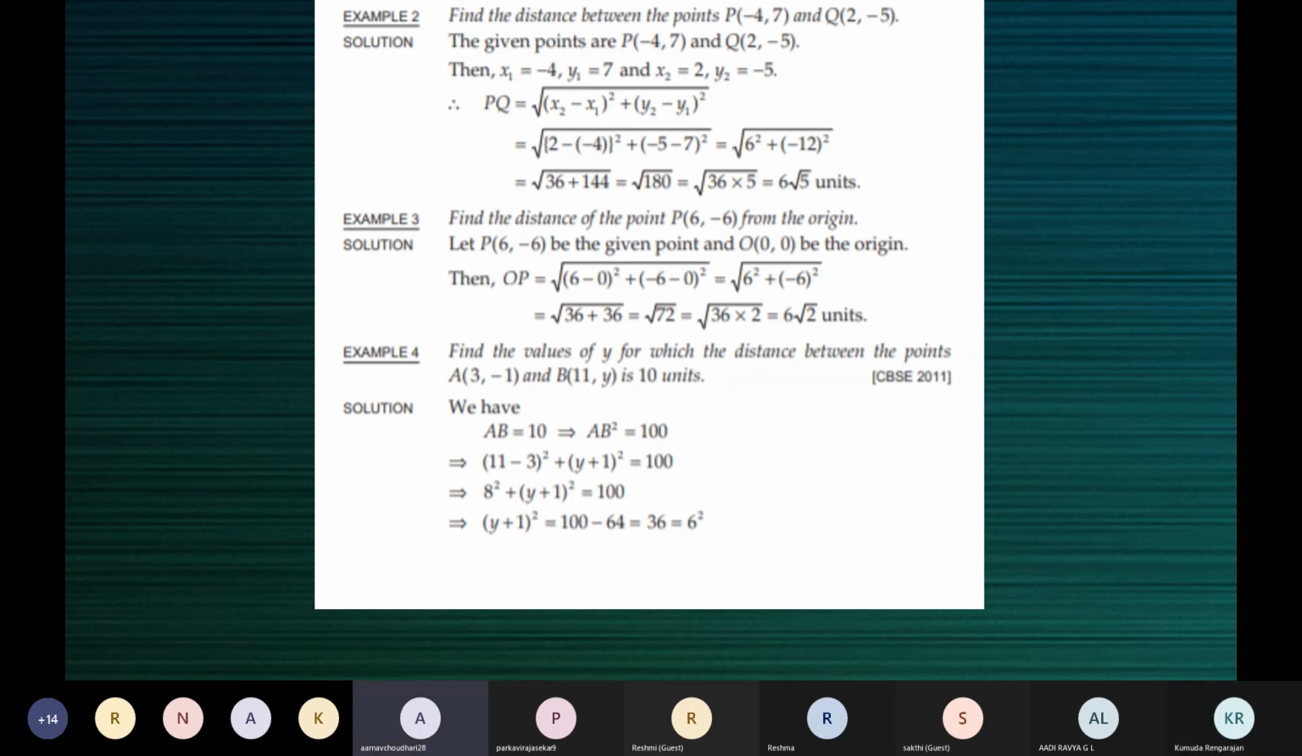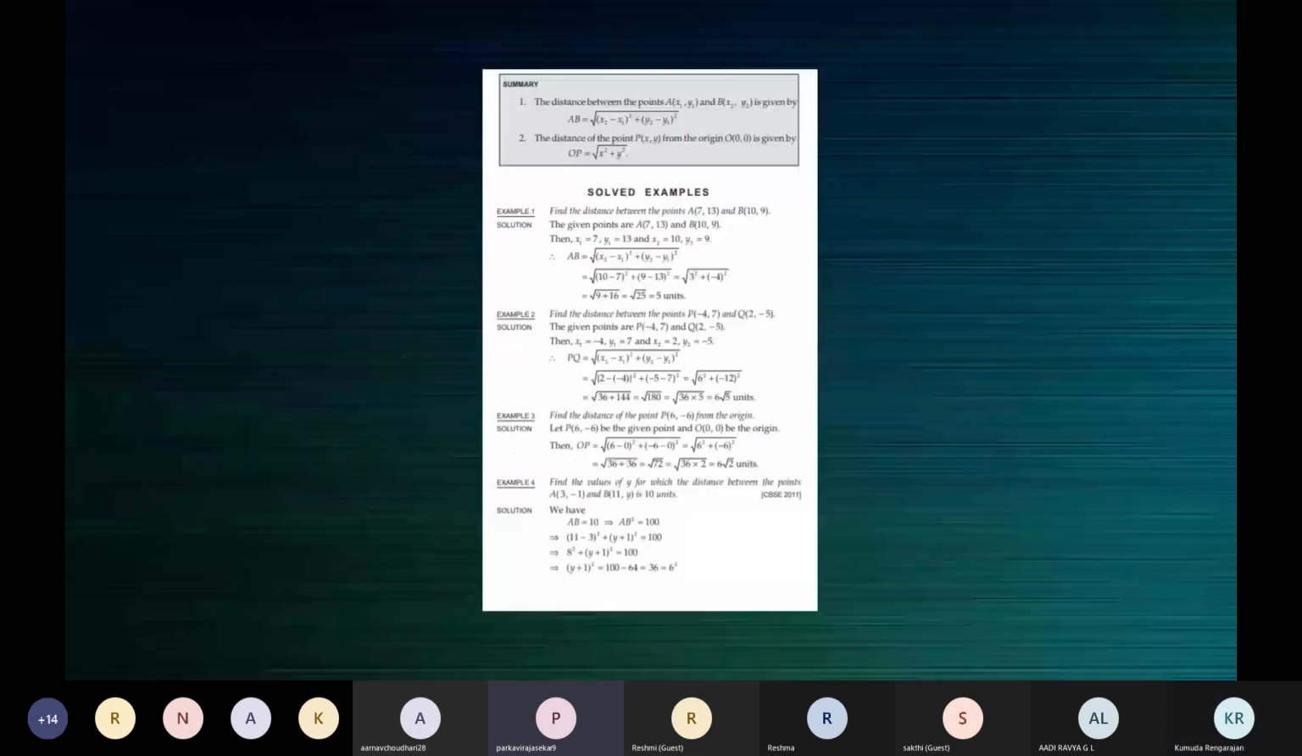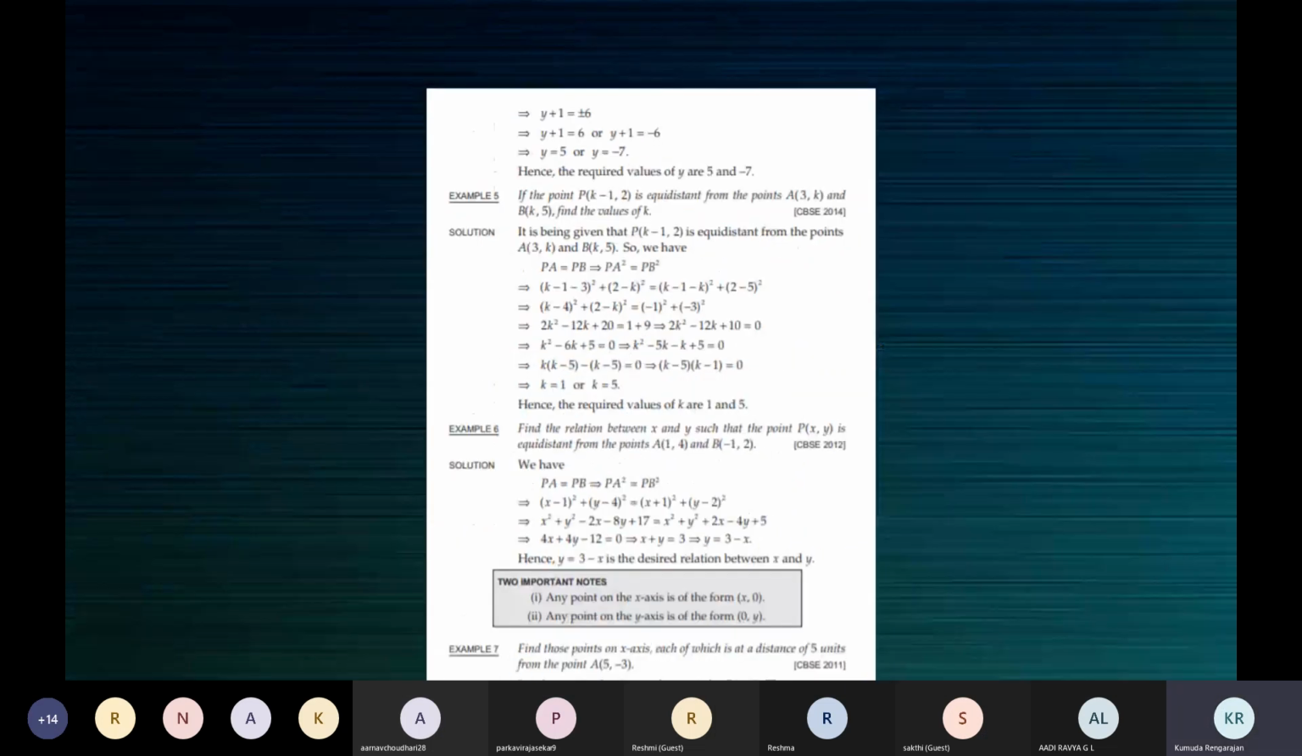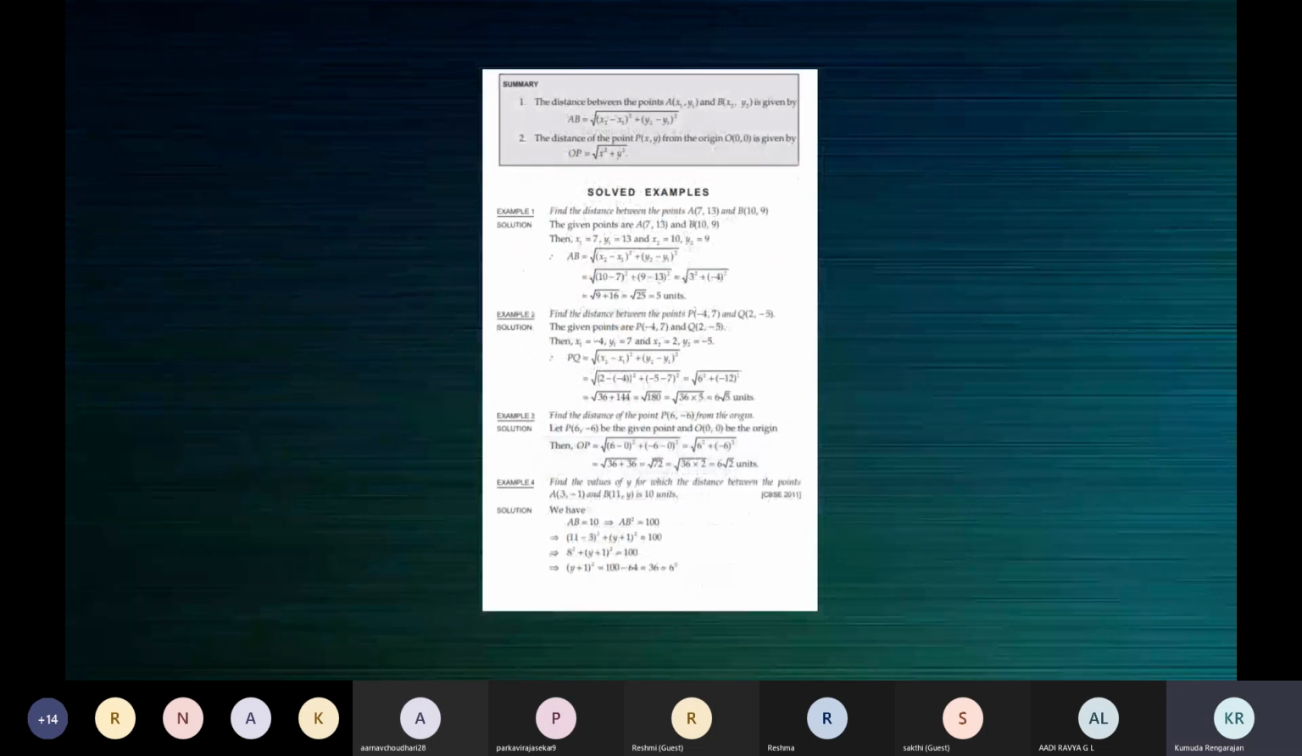5, ma'am. Y equal to 5 or minus 7, ma'am. Yeah, that's fine. Yes. You might have worked in a different way, children. Don't worry about that. The answer is right.